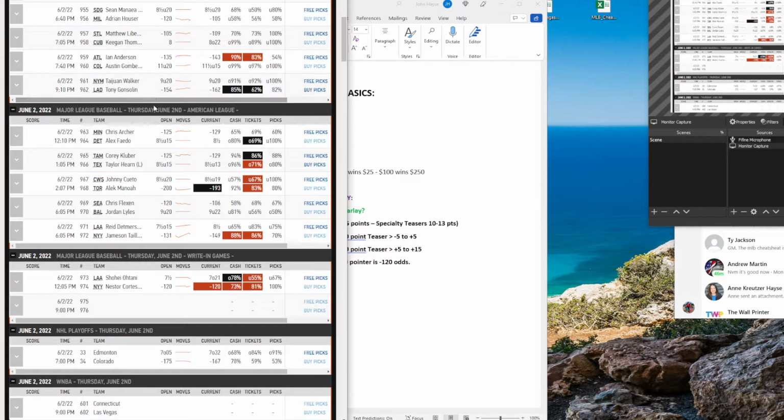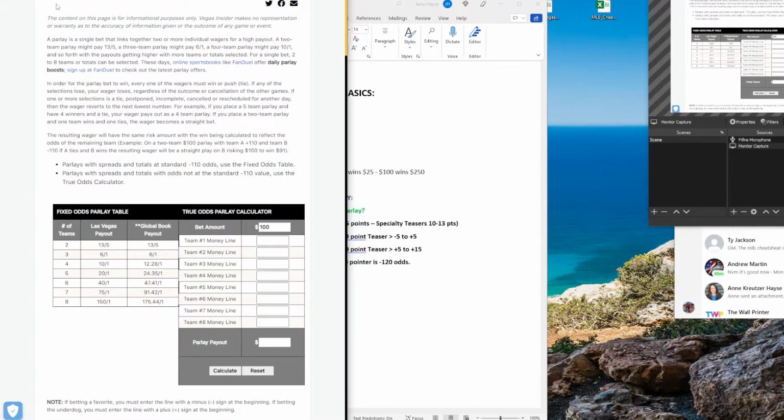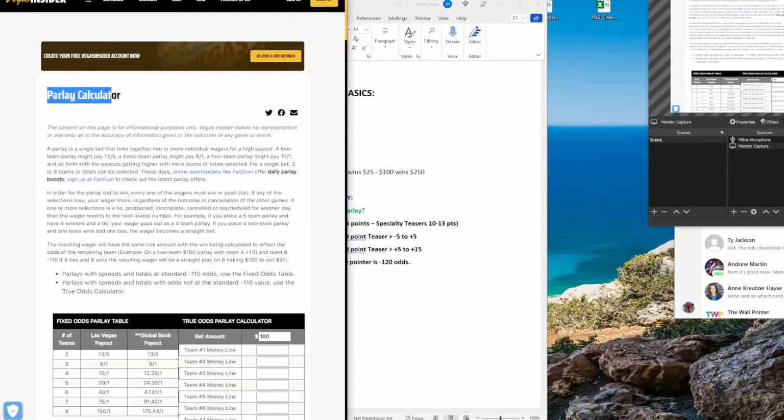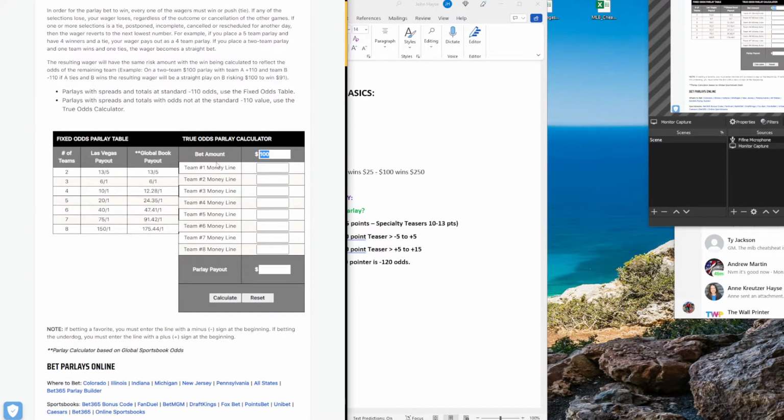And if you want to calculate this, if you don't have a sportsbook, you can go into Google and just type parlay calculator. There's a lot of them in here. And they do it based on a $100 bet. So let's say we're going to take Golden State minus 175. We're going to take the Dodgers minus 335.